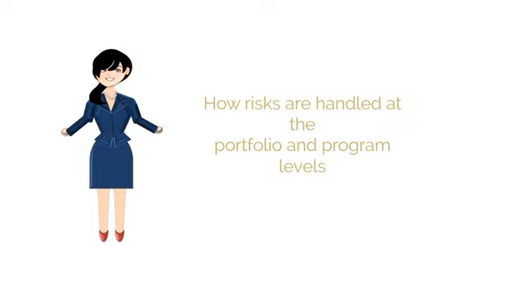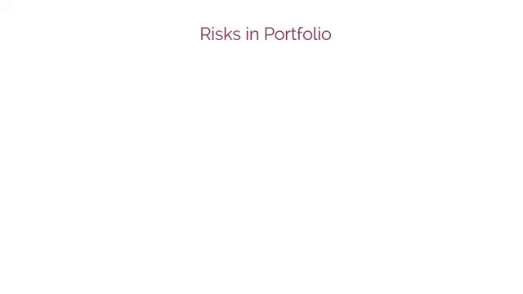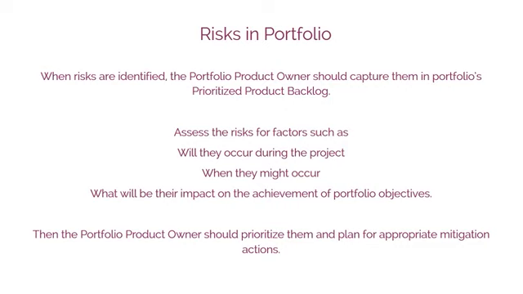Now, let us understand in brief how risks are handled at the portfolio and program levels. Risks in portfolio. 1. When risks are identified, either by the portfolio team or other stakeholders, the portfolio product owner should capture them in the portfolio's Prioritized Product Backlog, and then assess the risk for factors such as will they occur during the project, if yes, when they might occur, and what will be their impact on the achievement of portfolio objectives. Once the risks are assessed, the portfolio product owner should prioritize them and plan for appropriate mitigation actions.